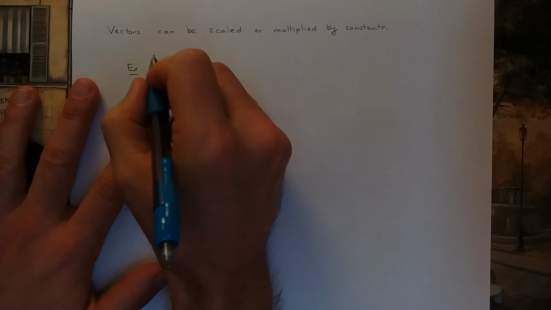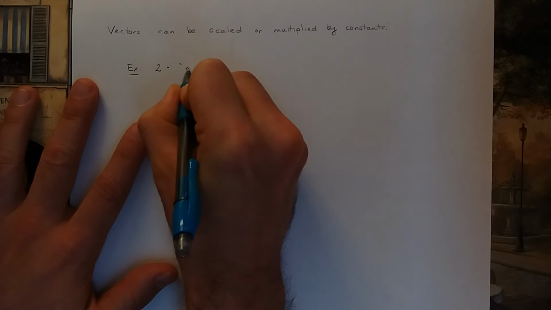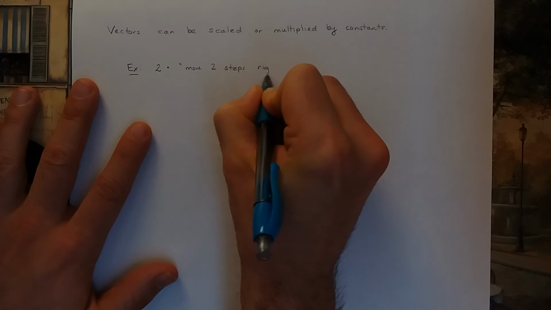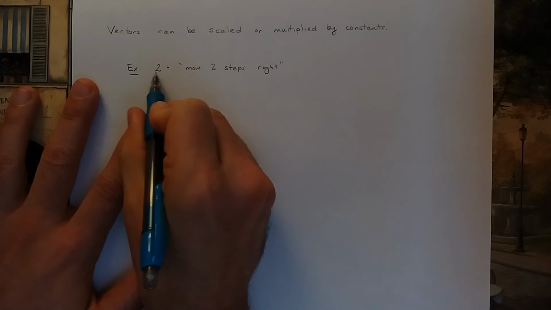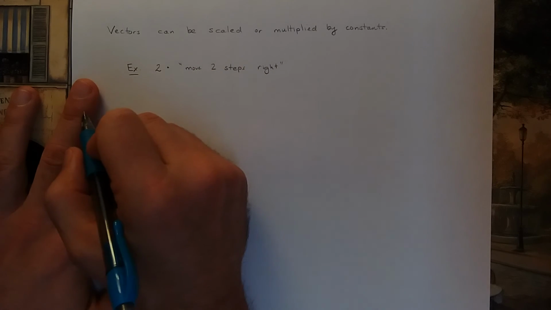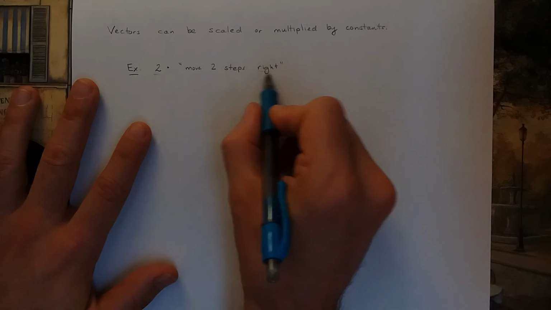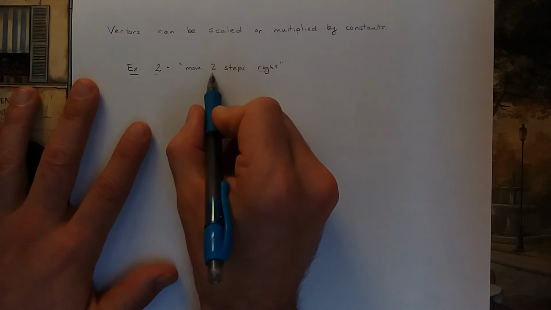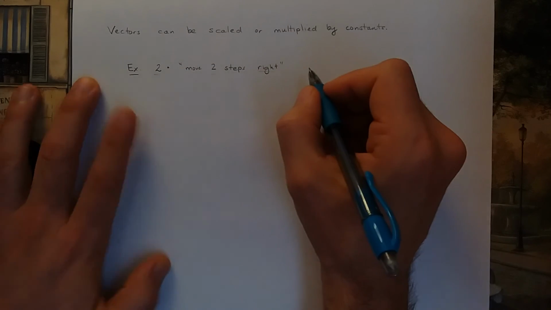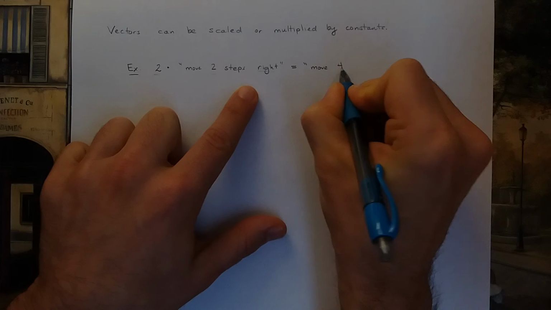So for example, if I do 2 times the vector, move 2 steps to the right, multiplying by 2 means to go twice as far as before. So go in the same direction. When I multiply by a constant like 2, the direction is going to stay the same. The only thing I'm going to do is scale, multiply how far I move. So 2 times move 2 steps to the right is the same as a vector move 4 steps to the right.